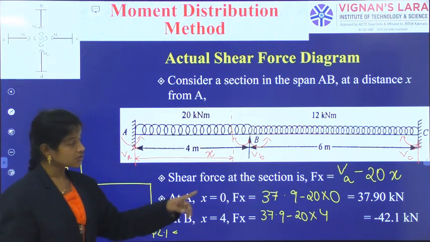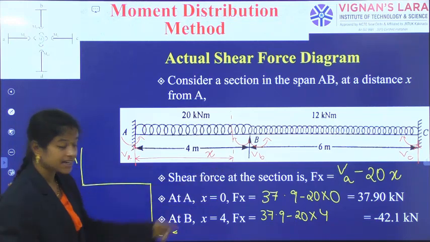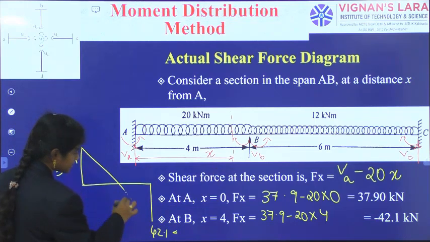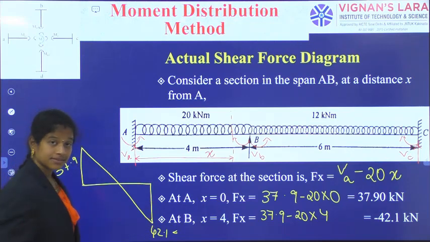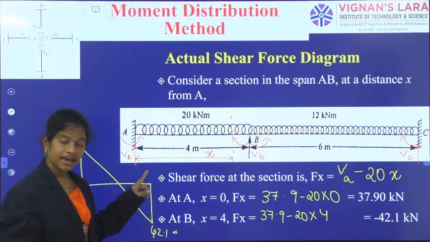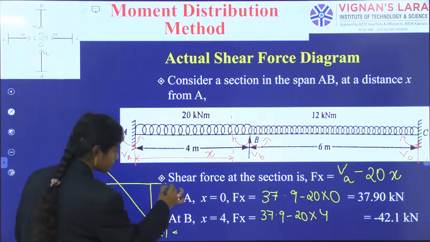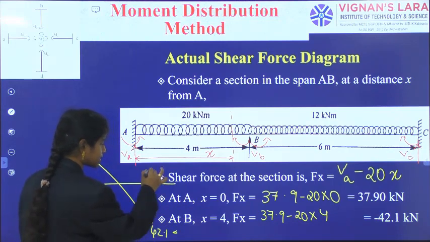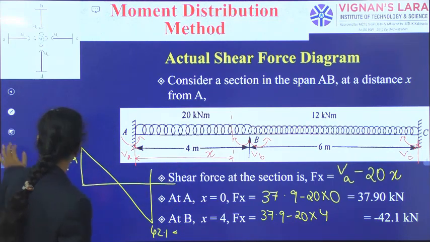Connecting these two, there is a straight line with x as a single degree, and the connecting line is like this, only for this span. Again, for the next span, from the baseline the picture will start. Like this it will continue.